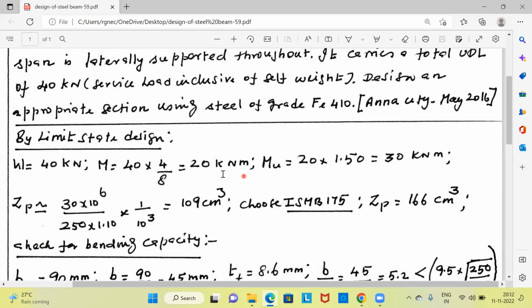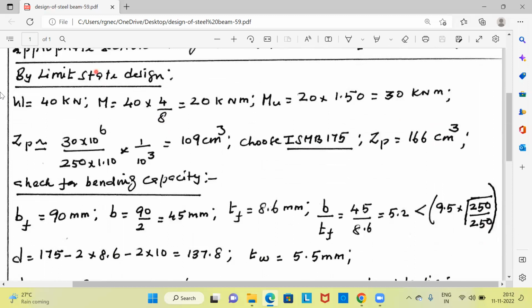Now the bending moment so calculated due to the applied loads should be multiplied by 1.5. This is the load factor. This factor 1.5 should be applied for the limit state design. Now the design bending moment is 30 kilonewton meter. Now we have to choose an approximate section. For choosing the approximate section, the formula for Zp, plastic modulus of section, is equal to M divided by F. F, as I told, we have to take 250 Newton per millimeter square. M is equal to 30 kilonewton meter. That means if you multiply by 10 power 6, you will get it in Newton millimeter.